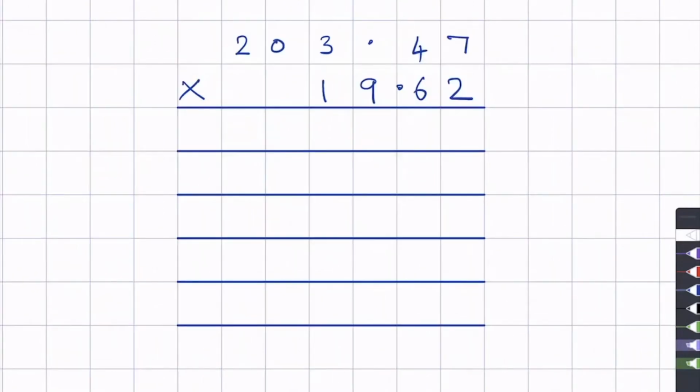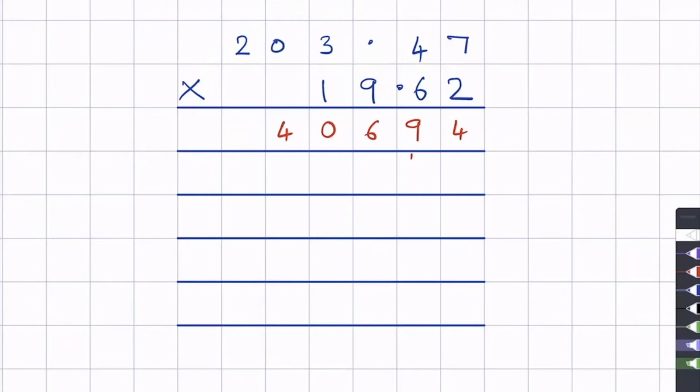The next question is 203.47 multiplied by 19.62. So let's have a look at this. Once again, we're going to ignore the decimals. So we treat it as if there are no decimals there at all. So 2 times 7 is 14. Carry the 1. 2 4s are 8. Add the 1, which is 9. 2 3s are 6. 2 zeros are 0. 2 2s are 4. We move to the 6 now.